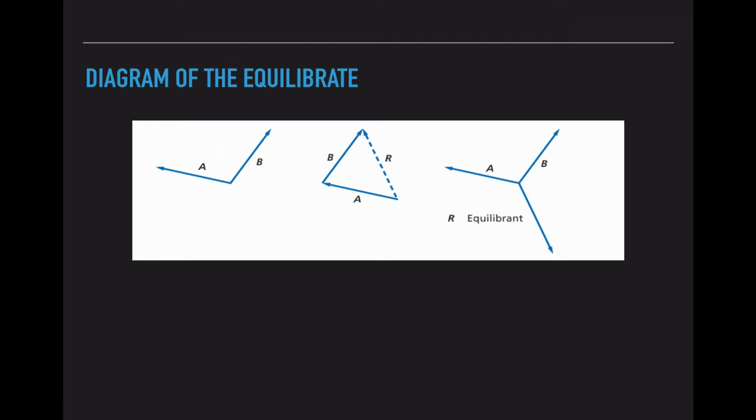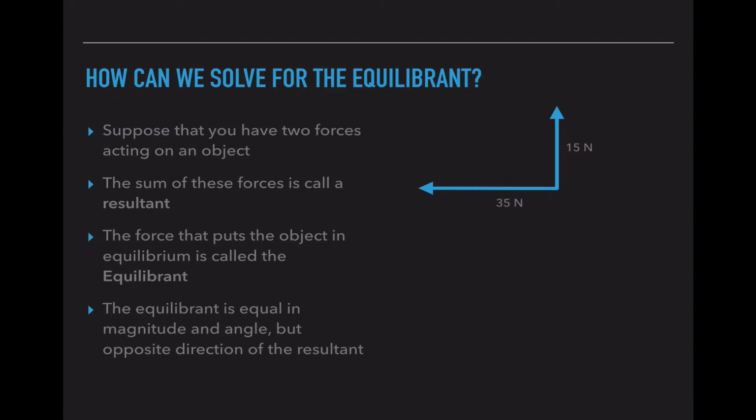So we're going to do a couple examples of doing this calculation. How can we solve for the equilibrium of this picture? Suppose you have two forces acting on an object. The sum of these forces is called the resultant. You should know that already. The force that puts the object in equilibrium is called the equilibriant, and the equilibriant is equal in magnitude and angle but opposite in direction.